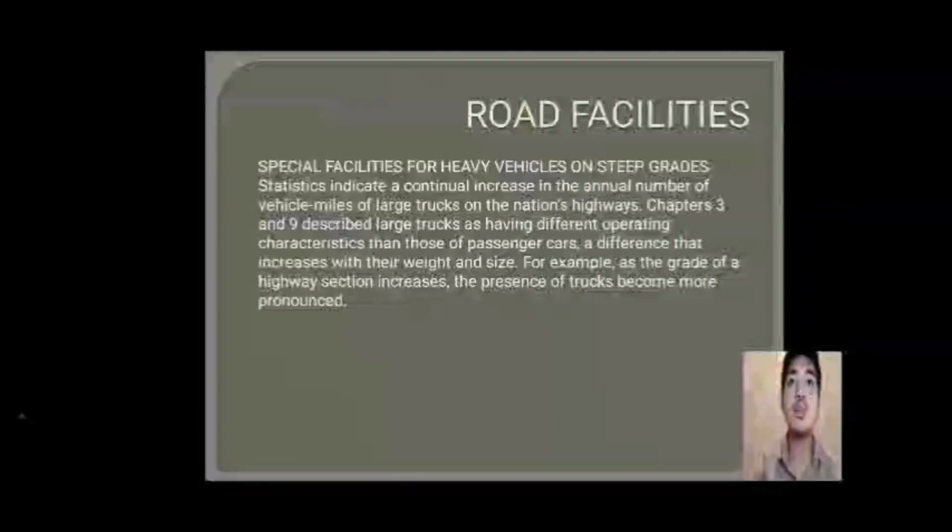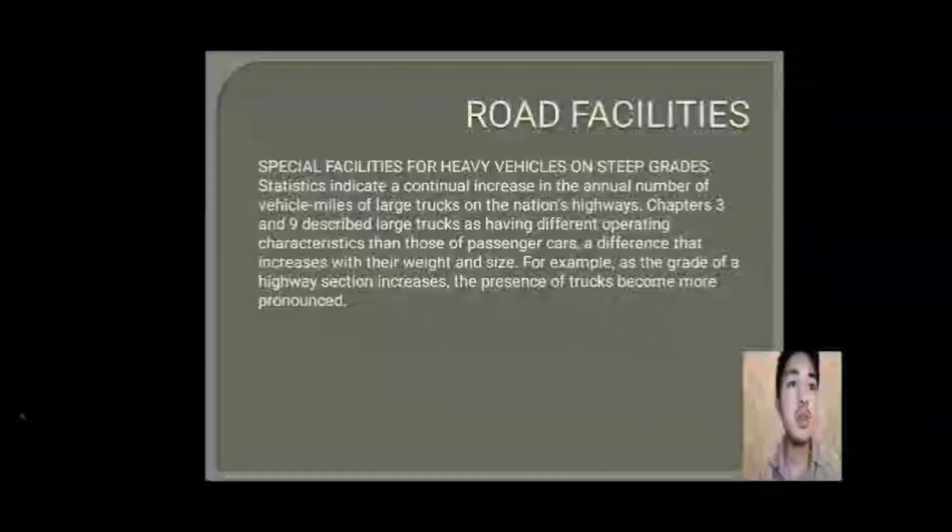The next is road facilities. Special facilities for heavy vehicles on steep grades. Statistics indicate a continual increase in the annual number of vehicle miles of large trucks on the nation's highways. Chapters 3 and 9 describe large trucks as having different operating characteristics than those of passenger cars, a difference that increases with their weight and size.